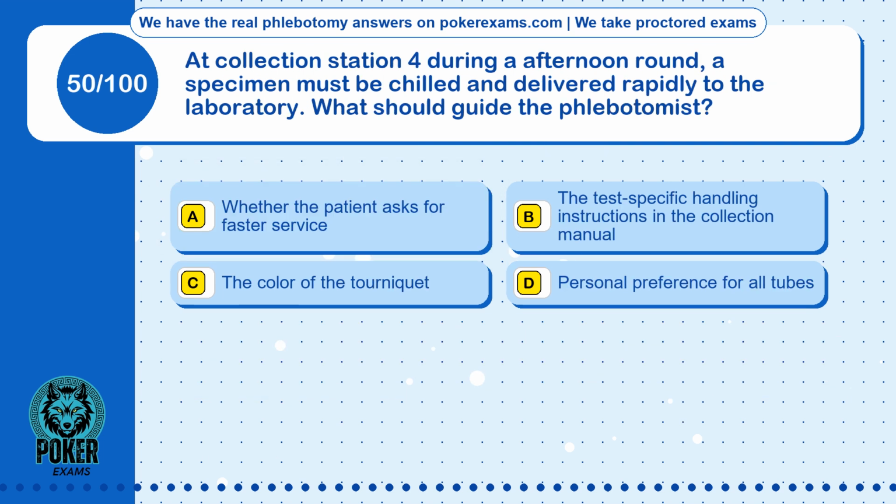Question 50. At collection station 4 during an afternoon round, a specimen must be chilled and delivered rapidly to the laboratory. What should guide the phlebotomist? Option A. Whether the patient asks for faster service. Option B. The test-specific handling instructions in the collection manual. Option C. The color of the tourniquet. Option D. Personal preference for all tubes.